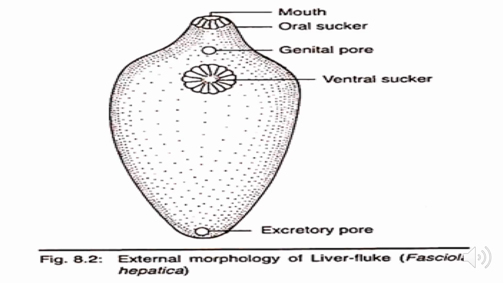Let's start with the structures that will enable these organisms to attach themselves to the different tissues or organs of the susceptible human host. We have the oral sucker and the ventral sucker. Before we proceed to the next slide, I want you to remember the location of these two suckers, the oral sucker and the ventral sucker.